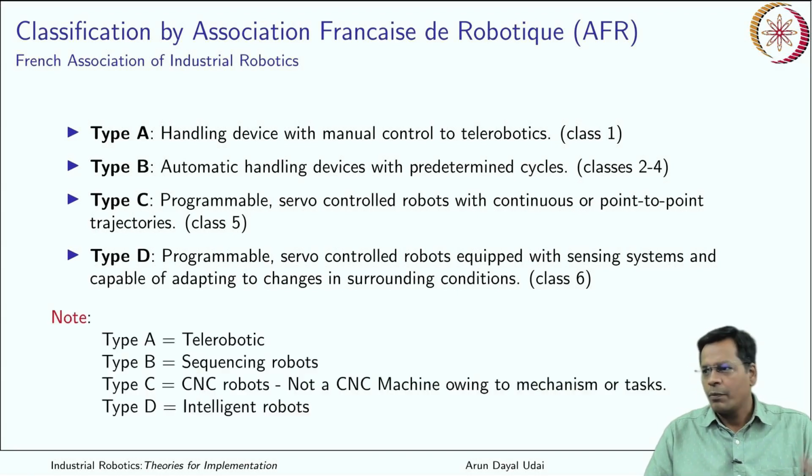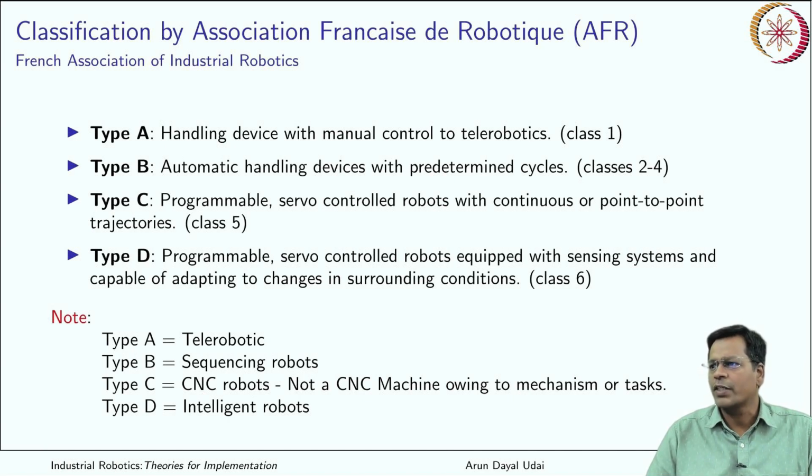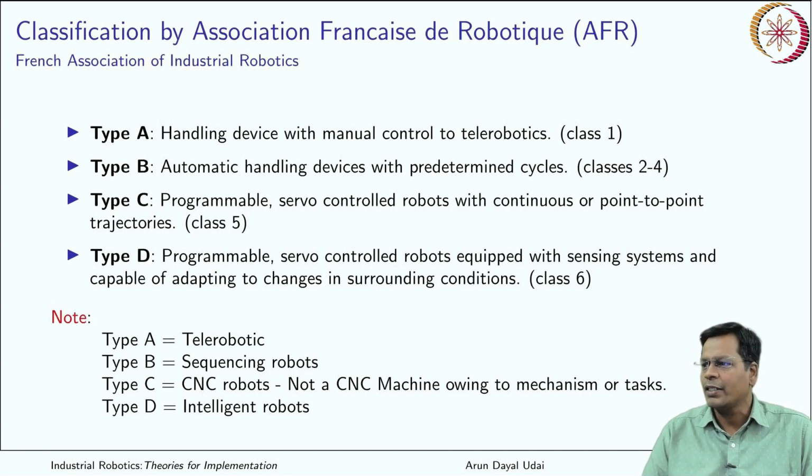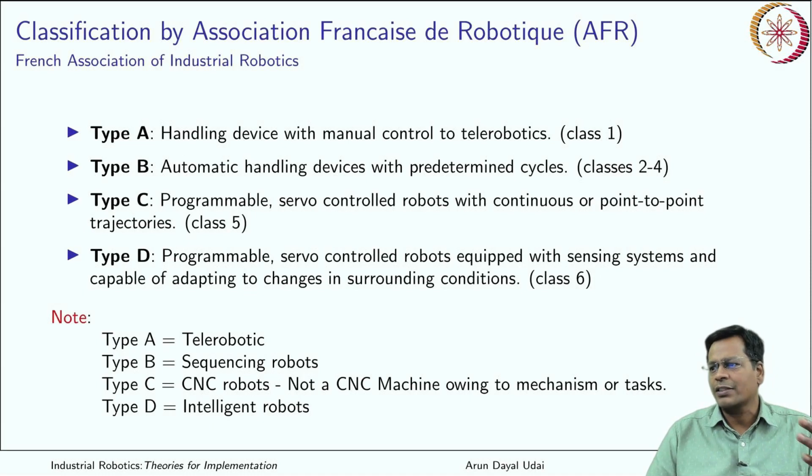So type A is basically a teleoperation robot, a master-slave kind of thing, and sequencing robots are given by type B. Type C is a CNC robot. Again, it is not like a CNC machine, owing to the type of mechanism it is made up of and the tasks it can handle. Type D is the intelligent robot. So these are some of the standard internationally accepted classifications.